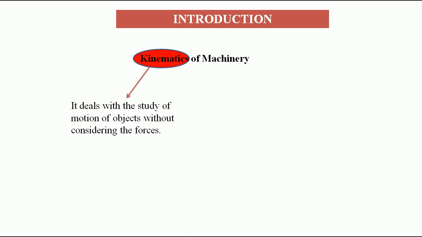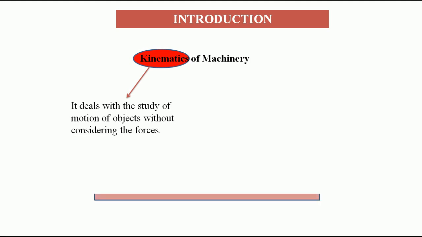So first I would like to start with the word kinematics here. And basically what do you mean by kinematics? I think from mechanical engineering first year onwards you may be hearing about the word kinematics. What it means here is that it deals with the study of motion of objects without considering the forces. So kinematics is a subject which deals with the study of motion without considering the forces acting on a particular body which is causing that motion.